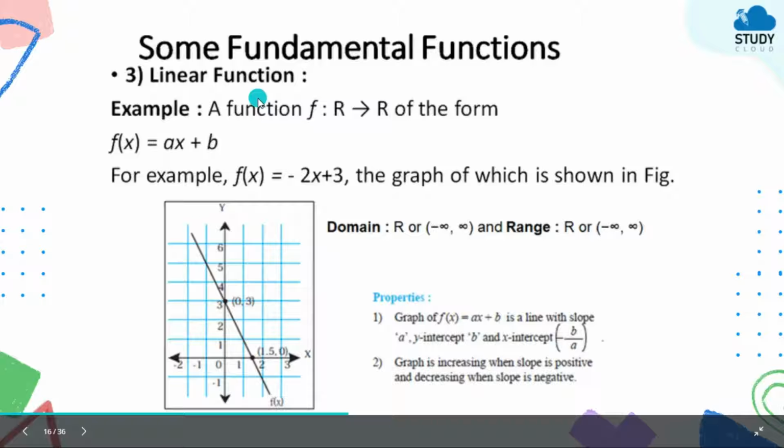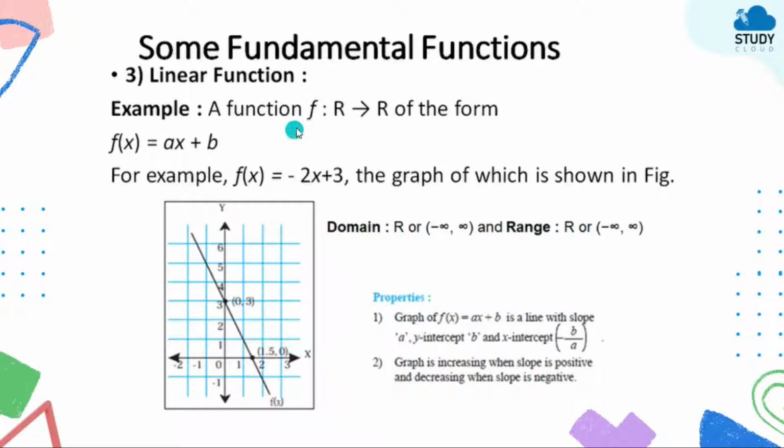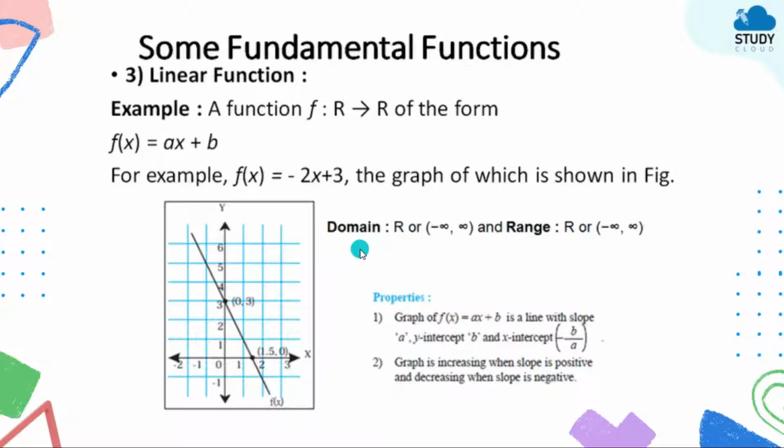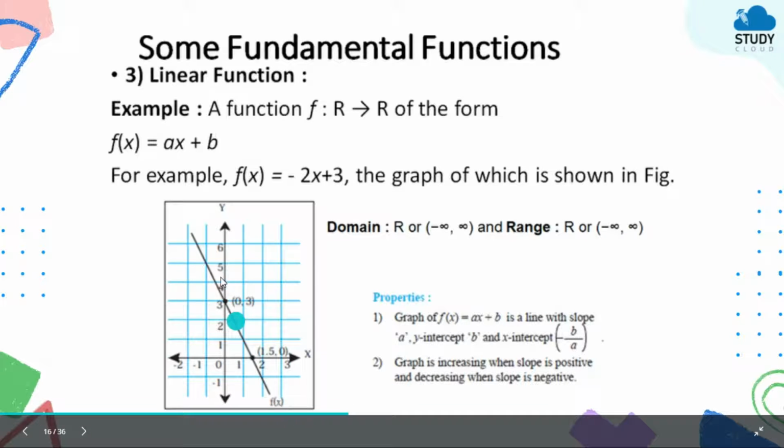Third is the linear function. A function f: R to R of the form f(x) = ax + b. When you get a question in this form, it is a linear function. For example, f(x) = -2x + 3. The graph of this is shown in this figure. See here. Domain in this type of questions is -infinity, infinity, and range is also similar, -infinity, infinity. See, this is the graph. When you put the values of x, you will get such a linear graph.